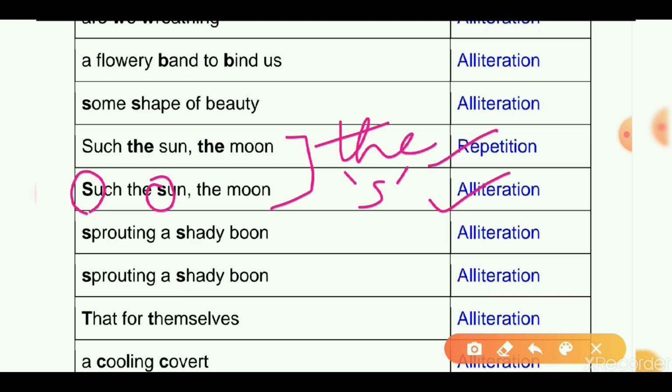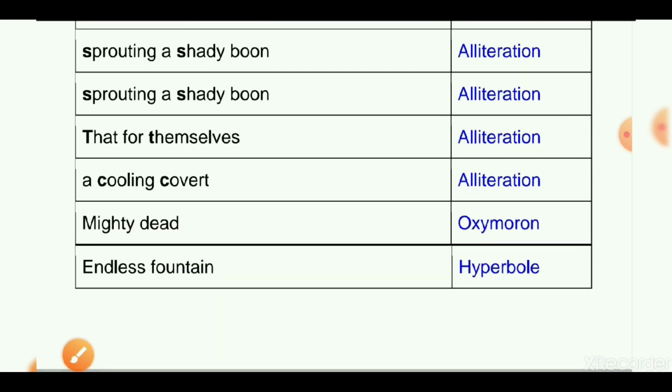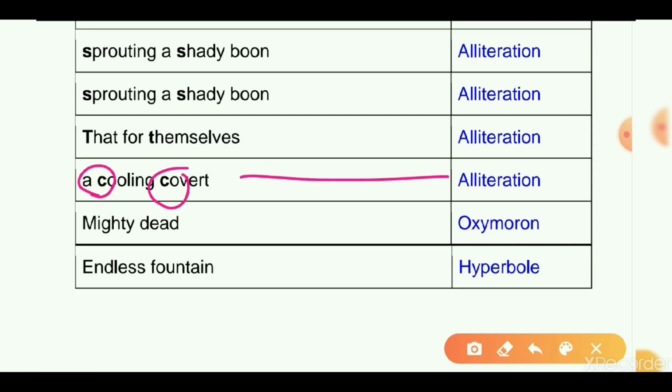ठीक है, फिर sprouting a shady boon, s is there. Sprouting a shade, I'm sorry, this has been repeated once again, so इसको थोड़ा सा इग्नोर कर दीजिए. That for themselves, t is getting repeated, तो ये देख लीजिए आप आराम से. एलिट्रेशन हो गया, रिपीटिशन हो गया. अब हम आते हैं एक नए, और उससे पहले थोड़ा सा ये बता दूं, कूलिंग कवर्ट which again alliteration is there.